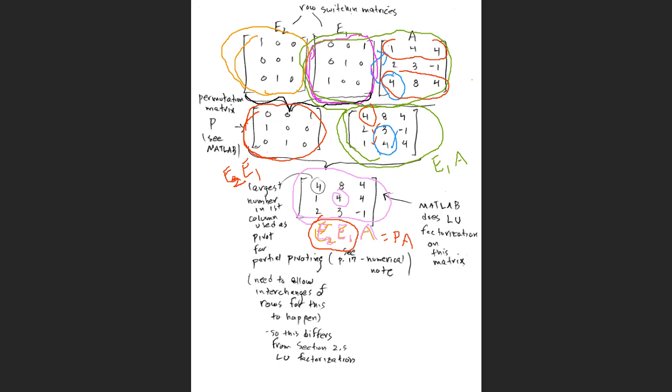Order does matter, David. We have to do E2 times E1 times A in order to get the matrix in the form we need it in, where the largest pivots are where we want them. You're not going to do E1 times E2 times A. You're going to do E2 times E1 times A. And that equals this P times A.